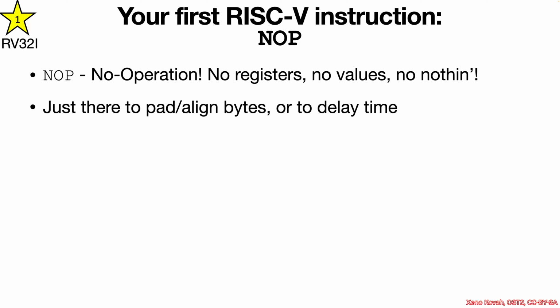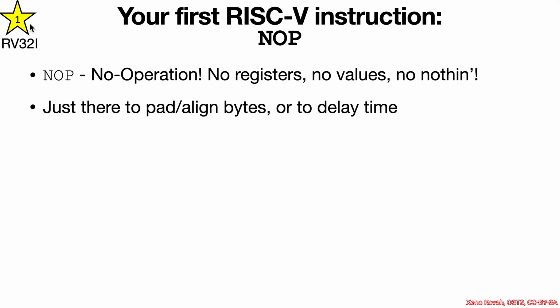Now, I always like to get into it as quickly as possible, so here is your first RISC-V instruction. NOP, or no op, no operation, no registers, no values, no nothing. A no-op is generally just there in code to pad or align bytes to make them go on some particular byte boundary, for instance, multiples of 2, multiples of 4, multiples of 16, and so forth. And sometimes on some architectures, it's there to delay time, but that's not how it's used on this architecture.